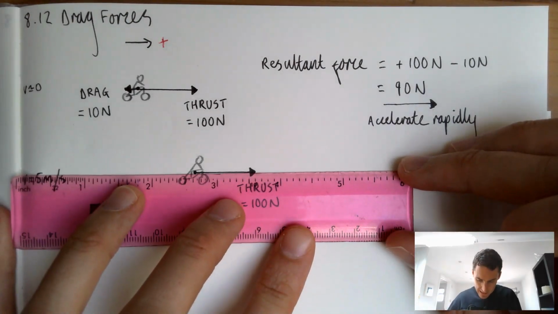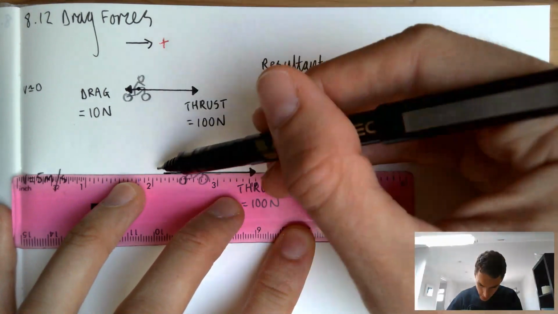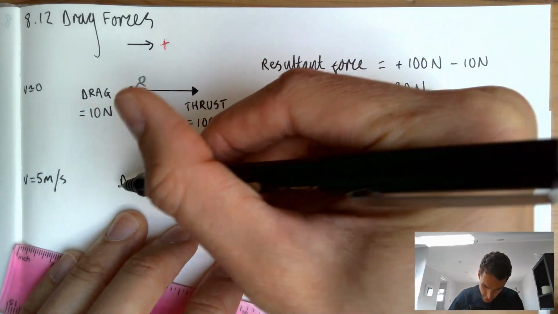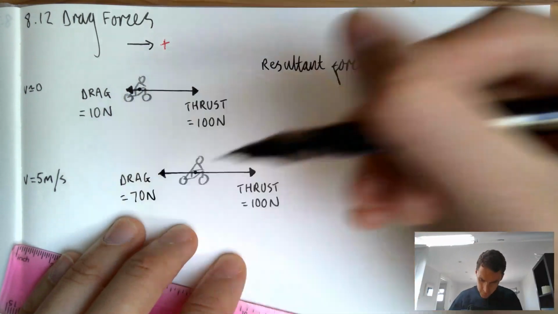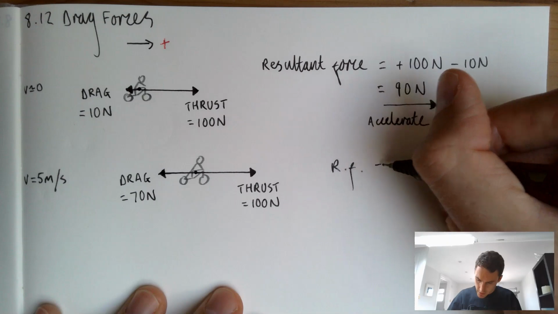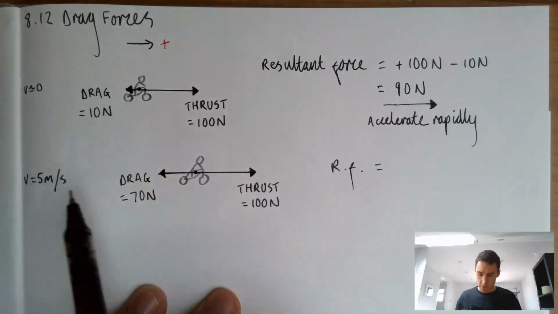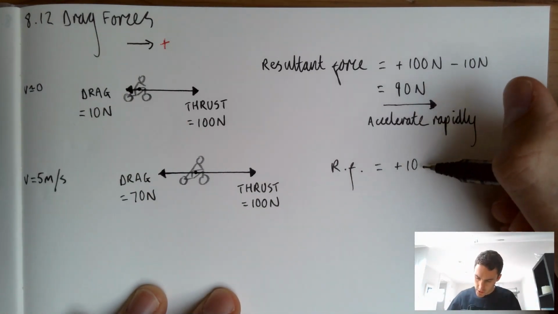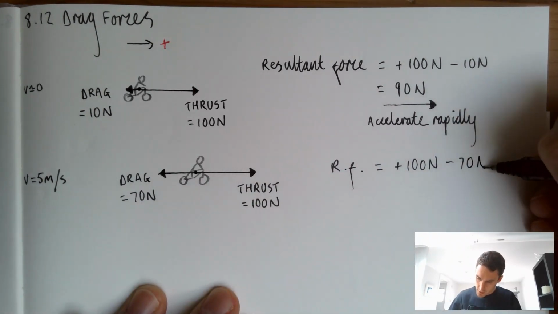So now I'm going to draw a slightly longer arrow than I did before. Let's draw maybe like that. And let's say the drag is now 70 newtons. So if I'm calculating the resultant force again, I'm just going to abbreviate that to RF. Well, I'm still going to take that direction as positive because the cyclist is still moving in that direction. So I'm going to say it's plus 100 newtons. That's in the opposite direction, so it's going to be minus 70 newtons.